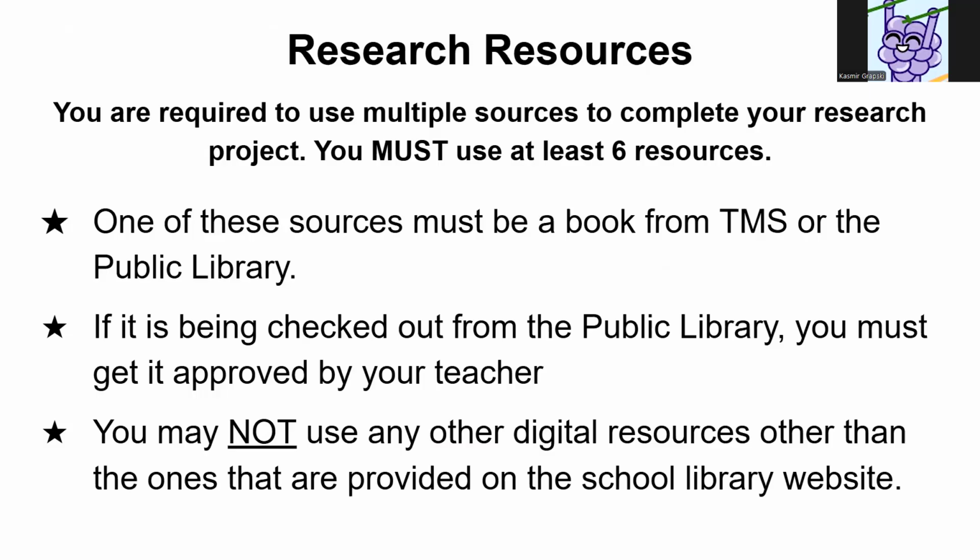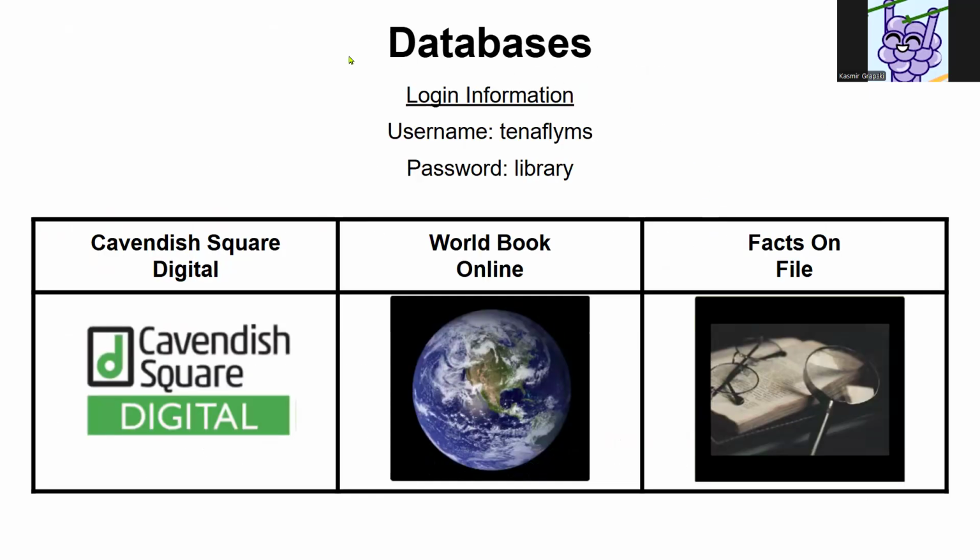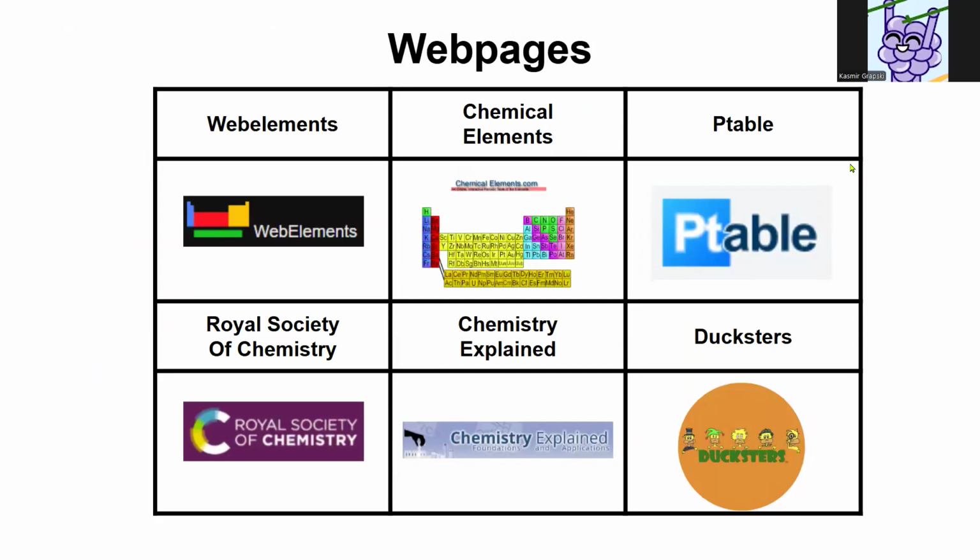Note that you may not use any other digital resources other than the ones that are provided on the school library website or provided by your teacher. The main digital web sources that you'll be using are our school's databases. Cavendish Square Digital is a great one. You will find plenty of information about your elements on this database, World Book Online as well, and Facts on File. So these are the 3 main databases that you will be using. In video number 2, I will go in depth on how to use these sources.